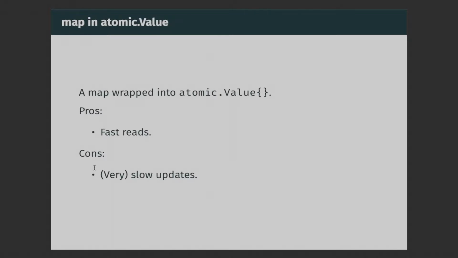And there is a map wrapped in an atomic value. I will talk more about this. This is one of my favorite patterns. It gives you very fast reads and very slow updates. And this is actually the foundation for sync.Map, which is a more complex version of this. I won't go into details right now. I will show you the code for how to put a map into an atomic value later.